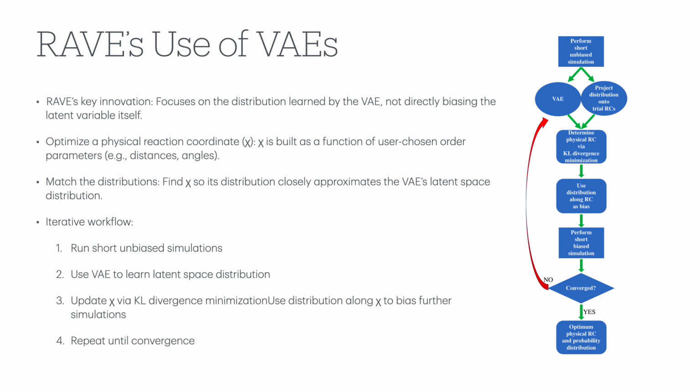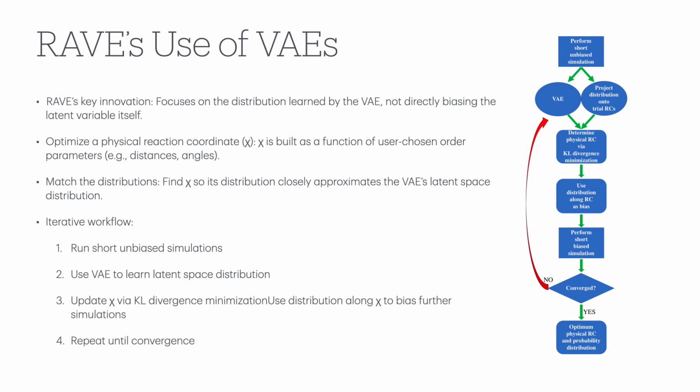And so we do this in an iterative way because now we can run simulations and bias at the same time. So how does this work? We run a short unbiased simulation. Then we use our VAEs to take that unbiased simulation data and learn the latent space distribution. So we train our VAE on this data, figure out what our latent space distribution is going to be, and update chi via what we call KL divergence minimization. I'll talk about this on the next slide. It's a kind of math to match the distribution.